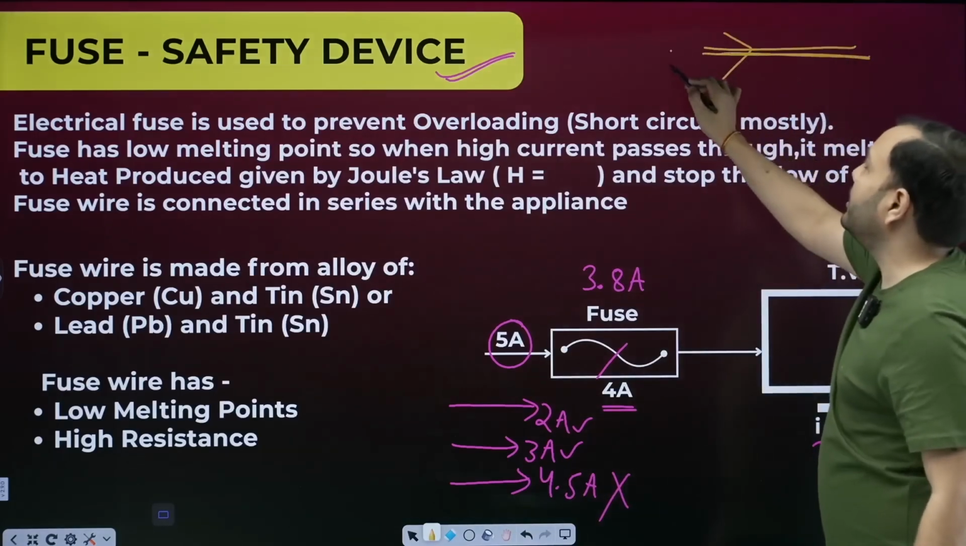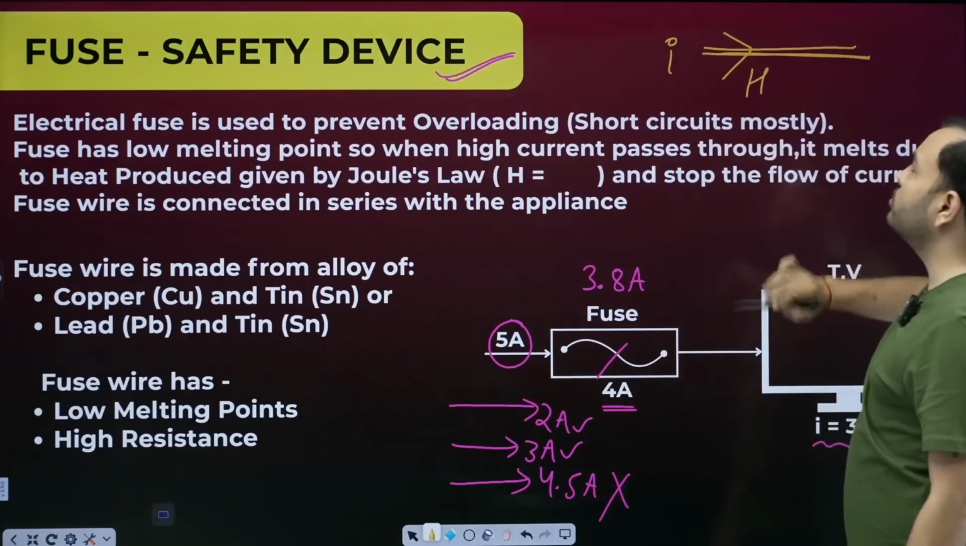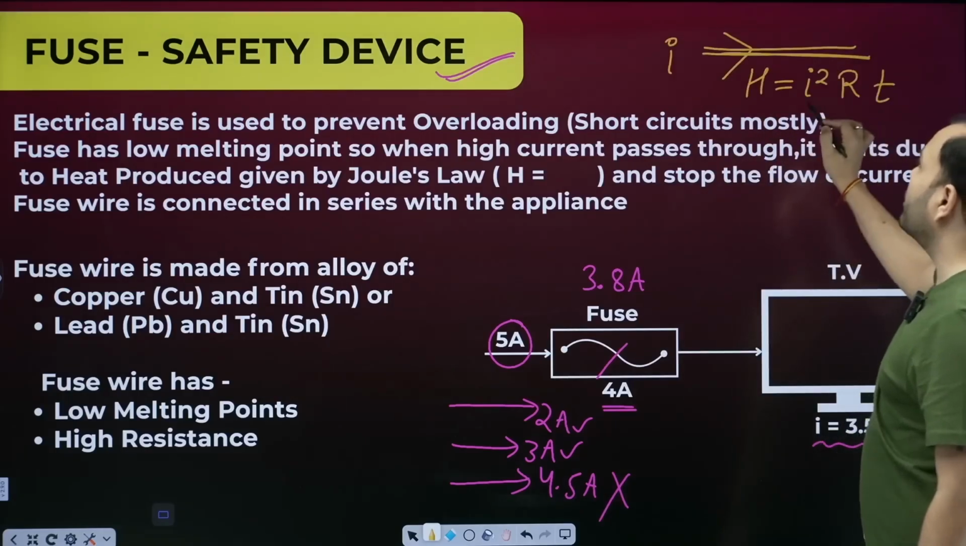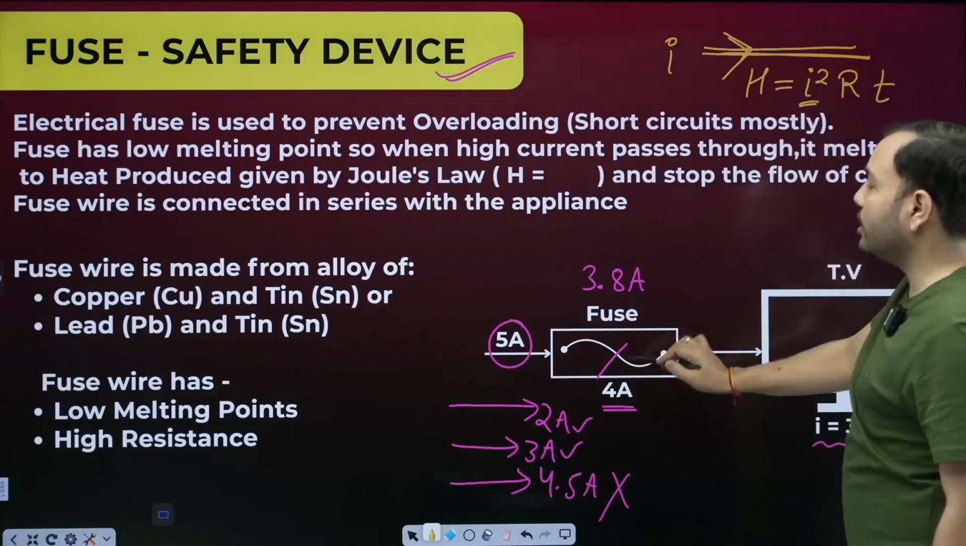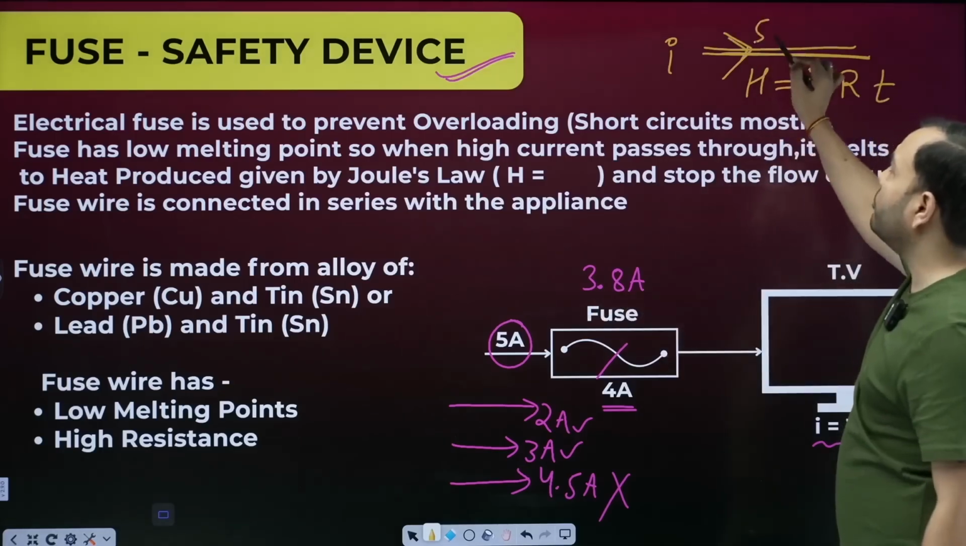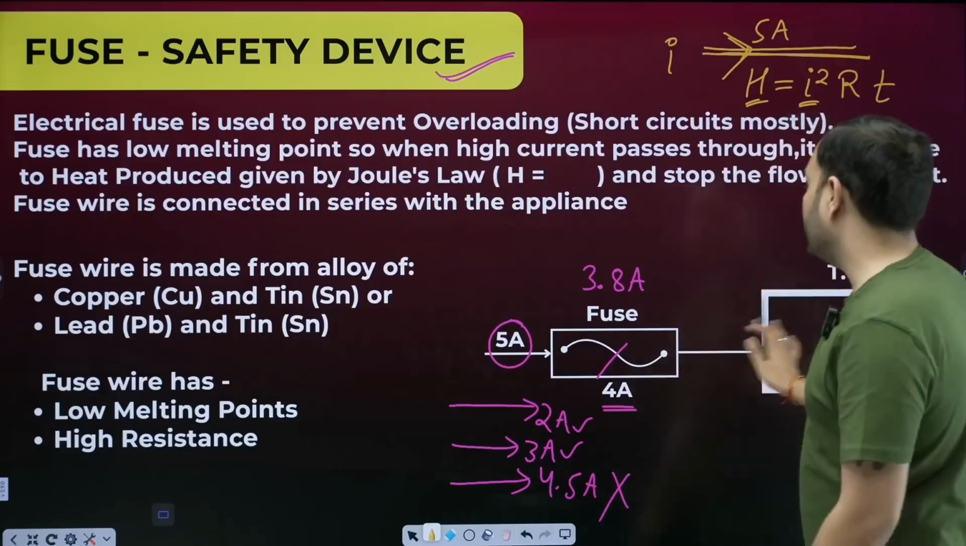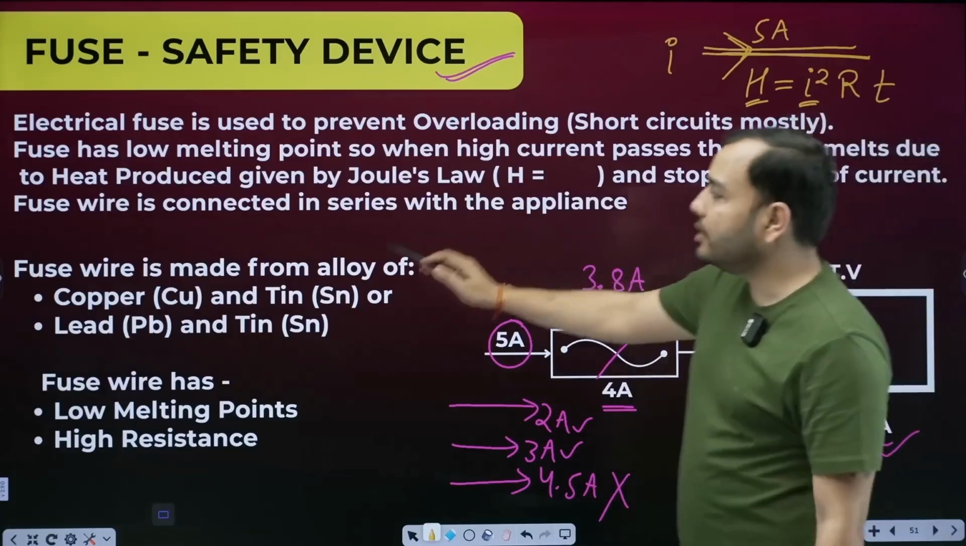This is the wire of the fuse, right? Current came here. Upon the coming of the current, what would be made? Heat would be made. What does Joule's law say? H equals I square R T. Current increased, more than it can handle, so too much heat is produced. If heat is made, then it gets melted. If it melts, then the device is saved. The same thing is written here.